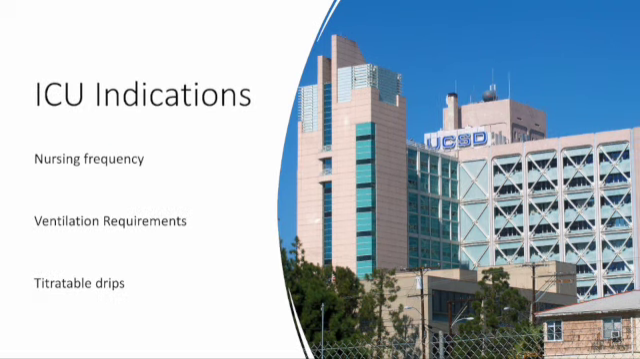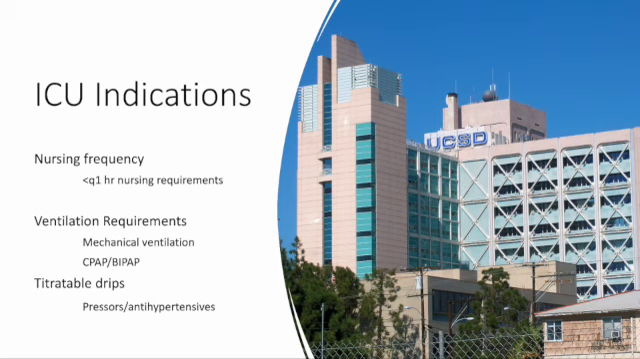So in summary, indications for the ICU are nursing requirements of Q1 hours or less, mechanical ventilation, BiPAP or CPAP, with the exception of those on their home settings only at night, titratable drips, including pressors or antihypertensives, and patients on CRRT, or continuous renal replacement therapy, which we'll talk about next.